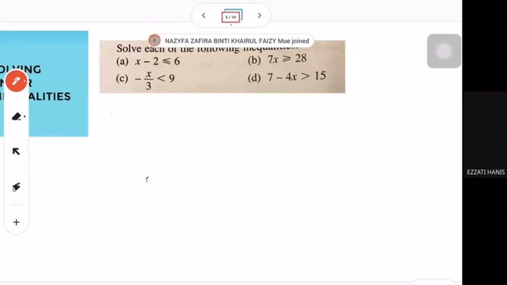Last week kita ada buat. What must we do when we divide or multiply negative number? Tukar dia punya simbol. Tukar dia punya direction symbol tu. Symbol less than jadi greater than and vice versa. Okay? Alright. So let us try this.